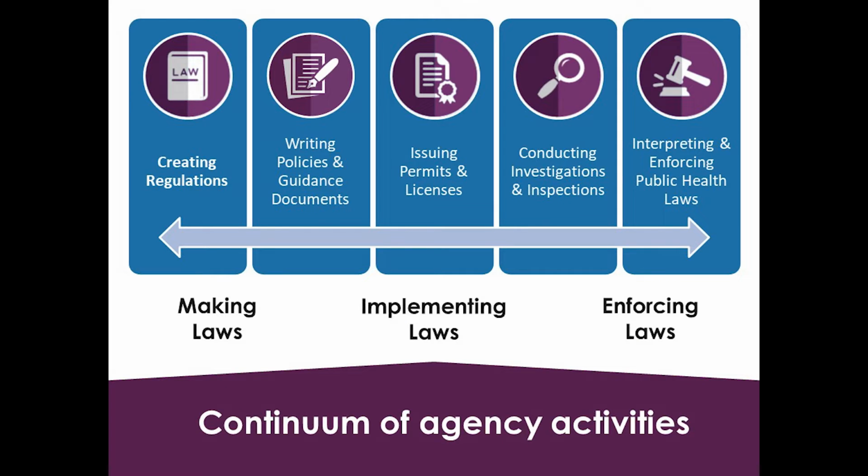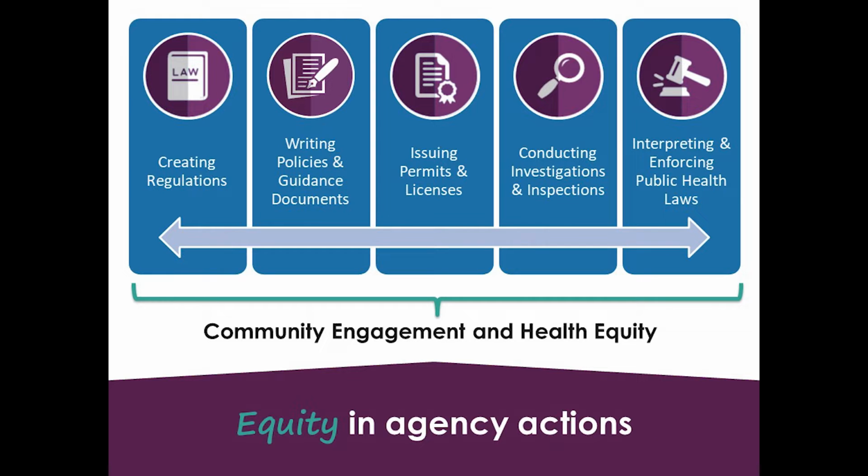As you may recall from Part 1 of this series, the 5 activities we will discuss in Parts 2 and 3 follow along a continuum from making laws to implementing and enforcing them. The fact that agencies engage in such a broad spectrum of regulatory activities is one reason why administrative law and its limits on agency authority are important for public health practitioners to understand. Parts 2 and 3 will also explore how health departments can engage community members and promote health equity while carrying out these 5 common regulatory activities in line with administrative law requirements.